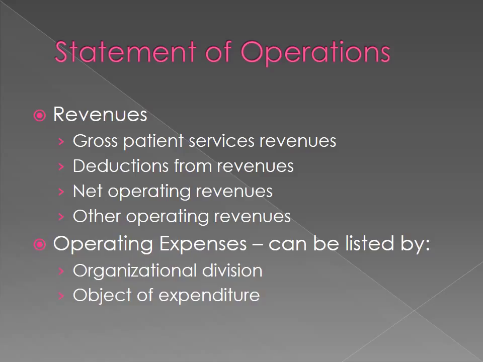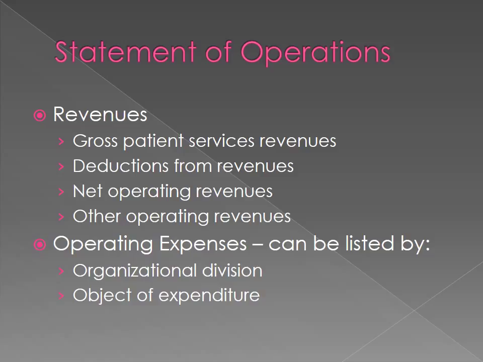They can be listed by the organizational division, for instance, departments. They could be listed for the nursing department, administration, PT and OT, dining, plant management. So the different organizations of the facility, we divide up all of the operating expenses by and put them in those particular organizational divisions.